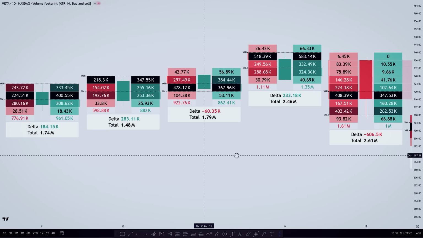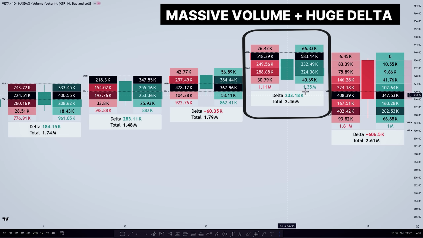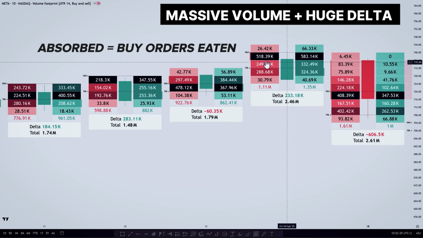Here's a puzzle that confuses most traders. So you see massive volume at a price level, huge delta, lots of buying, but price doesn't move, it just sits there. Where did all that buying go? Someone absorbed every single buy order without letting price rise. This is absorption, and it's one of the most powerful signals on a footprint chart.